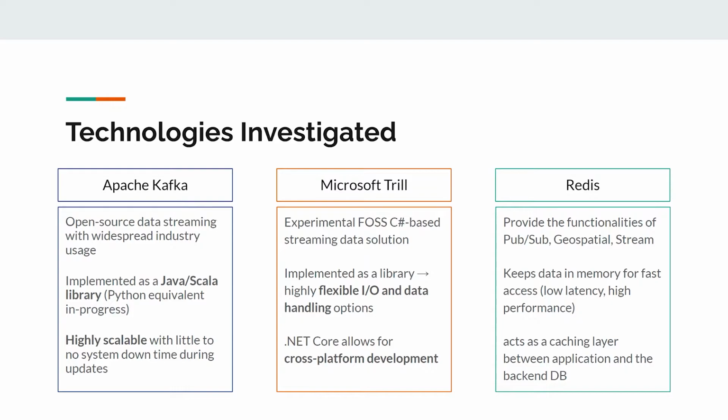Apache Kafka is an open source data streaming platform that has widespread industry usage. It is implemented primarily as a Java library with a significant amount of Scala as well. It has bindings for Python that are in progress, as well as many other languages, but those aren't as featureful as the Java library. It is highly scalable. That's its main selling point, is that it works as a distributed system that can handle just about as much as you throw at it.